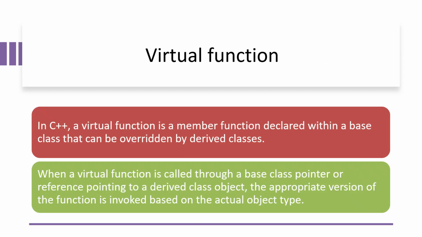So, a virtual function is a member function declared in the base class using the keyword virtual. It can be overridden in a derived class. When called through a base class pointer, it executes the correct function based on the object type. This ensures correct and expected output.